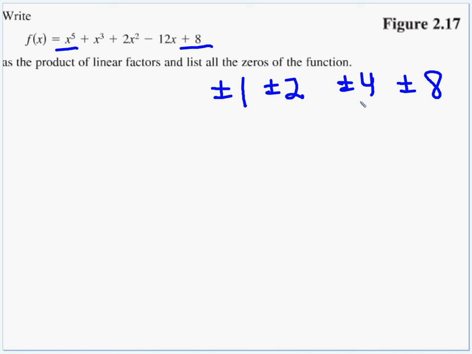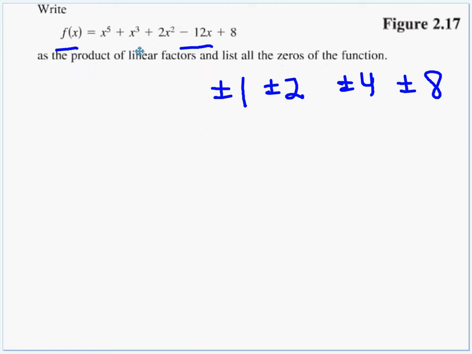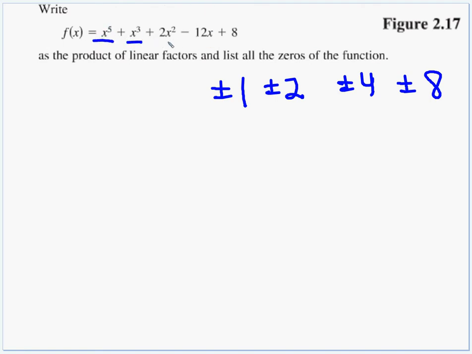3 doesn't work, and when we get to 4, we're just reversing the 2 and the 4 we had earlier. So it looks like we have 8 possible suspects. Let's see, I guess we just start synthetically dividing until we find one that works. So let's look at our variables here. It looks like we're missing x to the fourth, and we've got cubed and squared in first power.